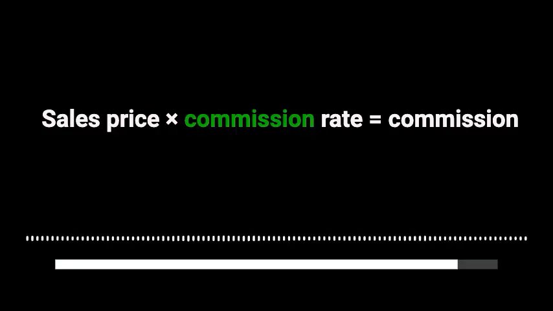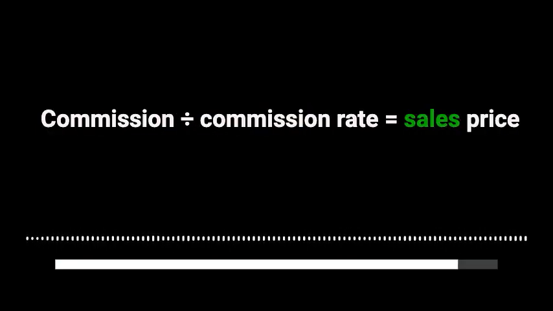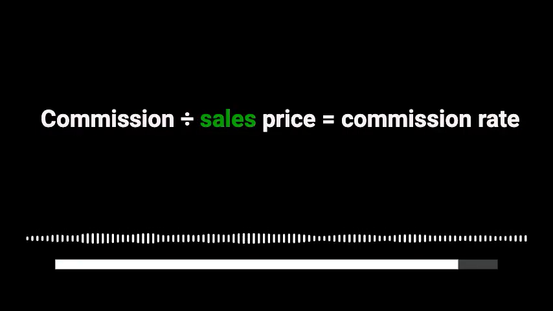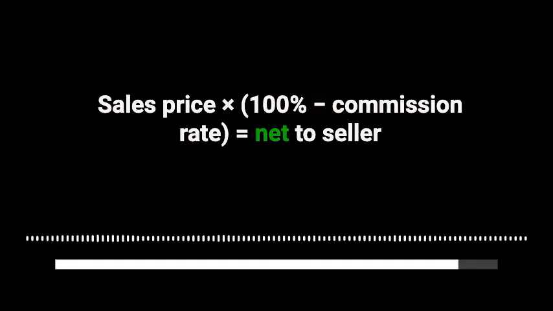Sales price times commission rate equals commission. Commission divided by commission rate equals sales price. Commission divided by sales price equals commission rate. Sales price times (1 minus commission rate) equals net to seller.